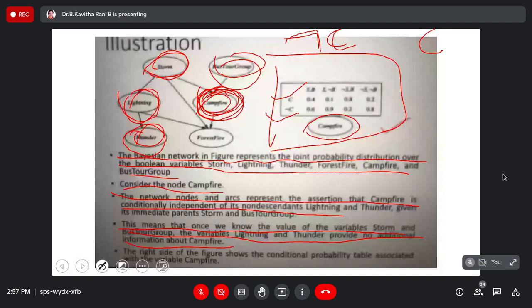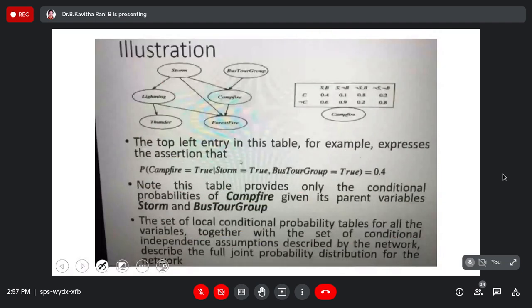So now we are forming a table for campfire. If you see here, probability of setting up campfire given storm and bus tour group occurring together, its probability is 0.4. Both occurring at a time, and the probability is 0.4 for setting up the campfire.